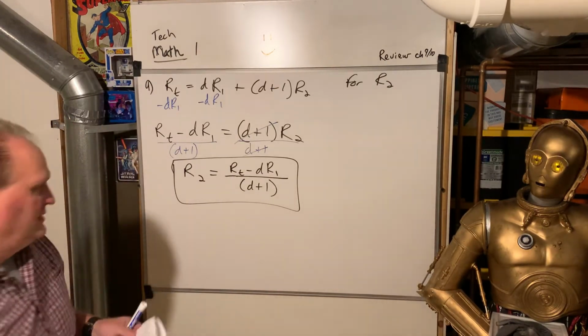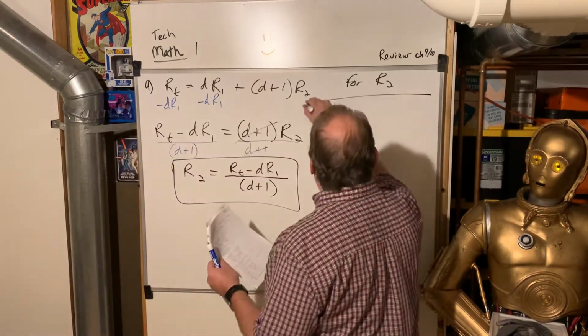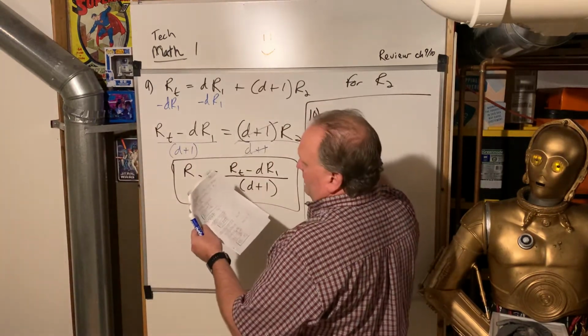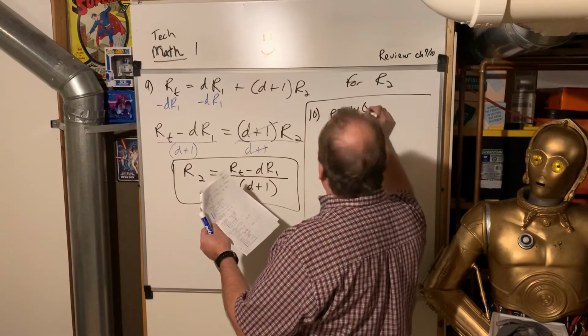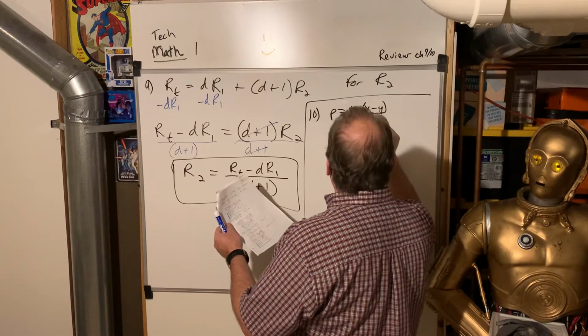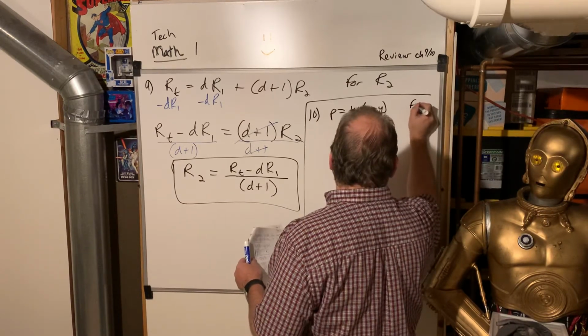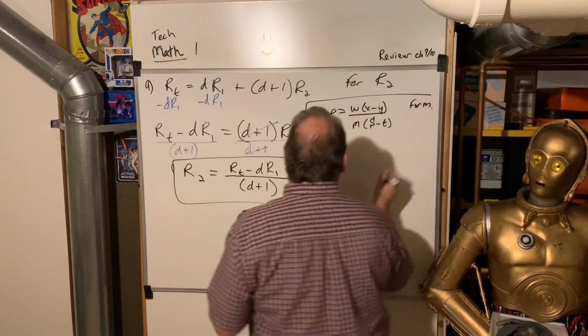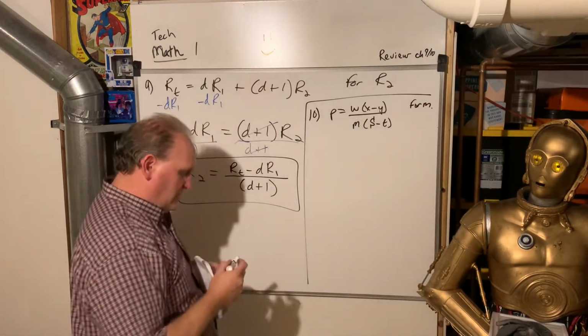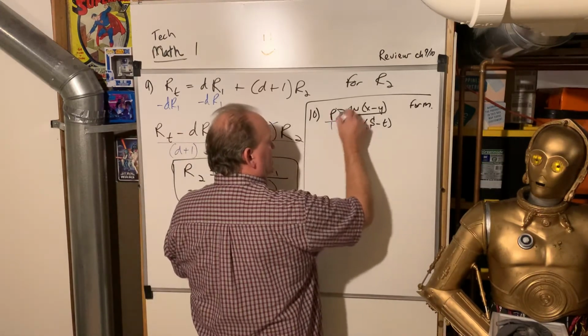Okay, number 10 is P equals W times X minus Y over M times S minus T, solving for M. And again, this isn't that bad. I mean, it looks bad with all of the variables. But look, that's over 1. We cross multiply and solve.